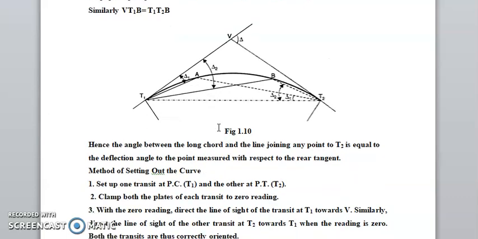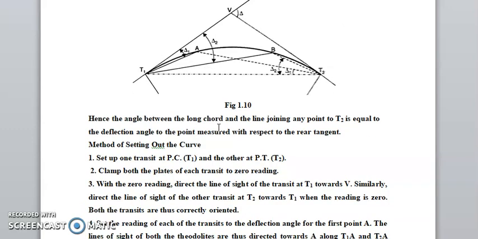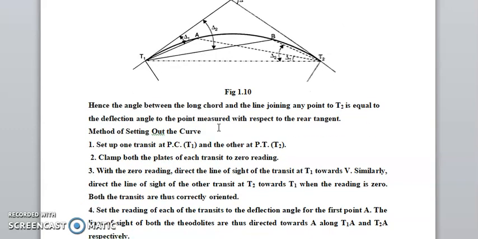Method of setting the curve. Set one transit at the point of curvature and the other at the point of tangency T2. Clamp both plates of each transit at zero reading. Direct the line of sight of the first transit towards V. Similarly, direct the transit at T2 towards T1 with reading 0. Both transits are now correctly oriented.